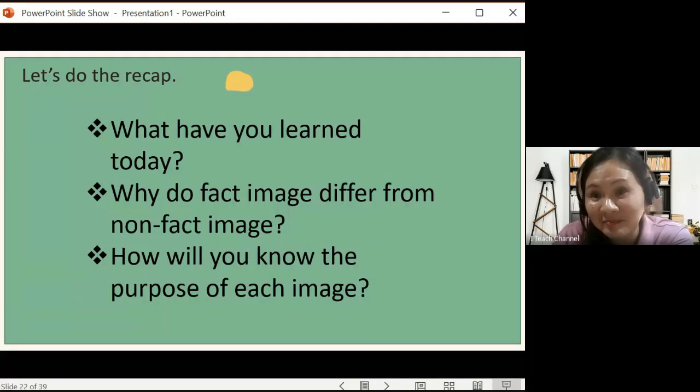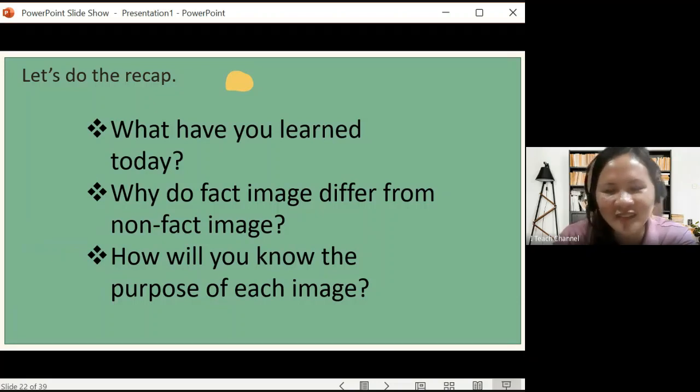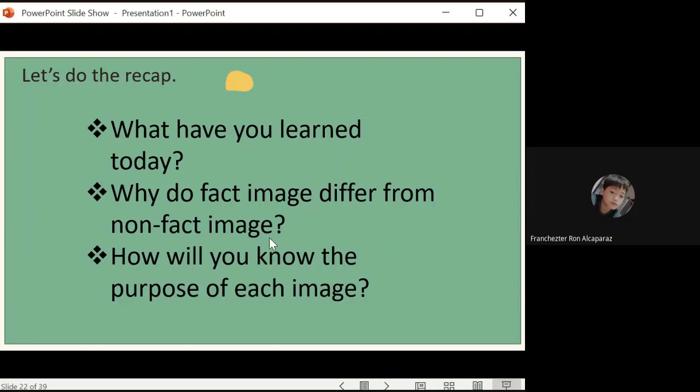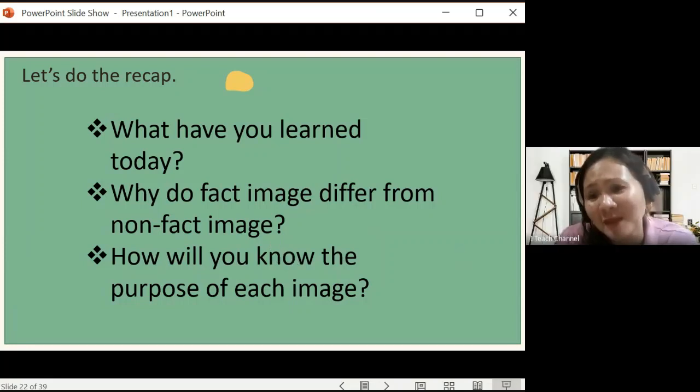Why? Yes? Oh, Janella again. How about the others? Do you have any idea, Francesca? Fact image is real and non-fact image is not real. Very good. That's very simple, right? That makes them different from each other. The one is real and the other one is not real. All right? Okay, how will you know the purpose of each image?